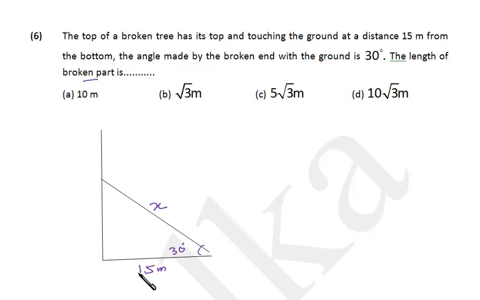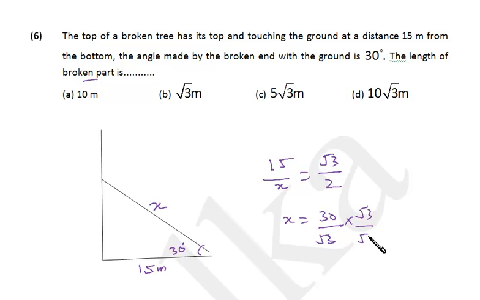So relationship between this and this is given by cos theta, that is base by hypotenuse. So 15 by x is cos theta, that is cos 30 degree, and cos 30 degree is root 3 by 2. Okay, so x is equal to 30 by root 3, or rationalize it, it's 10 root 3. Okay, as simple as that.